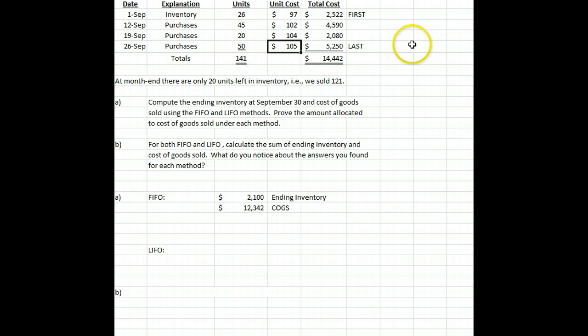So last in, first out means we assume that we sold all these guys, we sold all these guys, we sold all these guys, and the 20 units that are left must be those 20 units from September 1st. So those 20 units that are left in inventory cost us $97 each. That means our ending inventory must be $1,940.